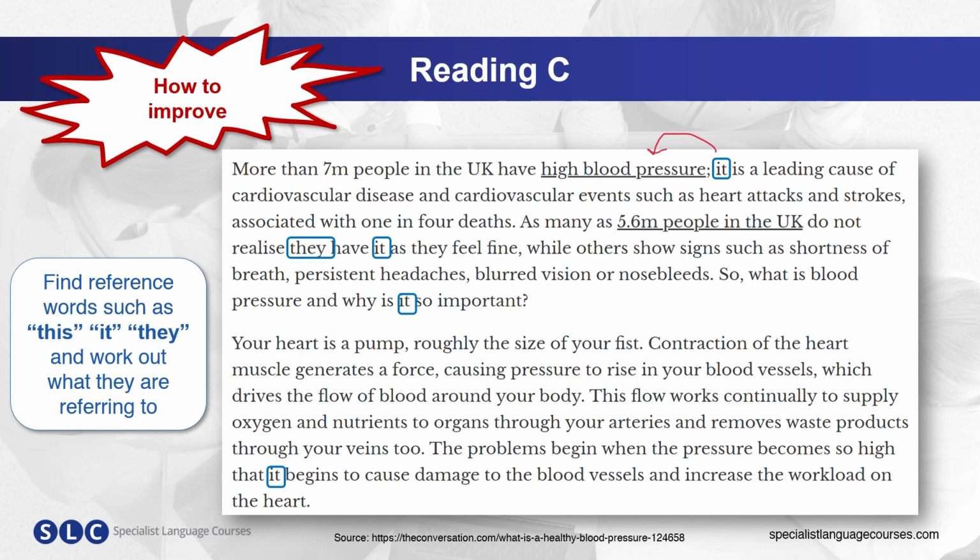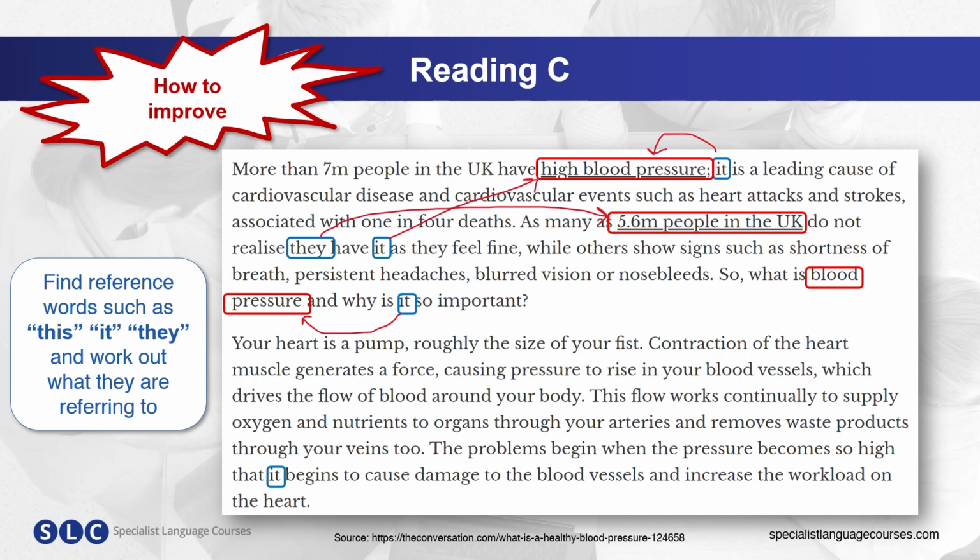So the first it refers to high blood pressure. They refers to 5.6 million people in the UK. The next it refers to high blood pressure again. And the it here refers to blood pressure. And the final it refers to pressure.